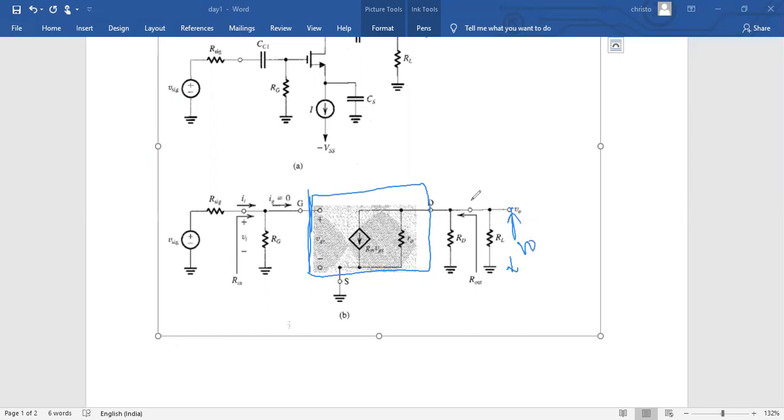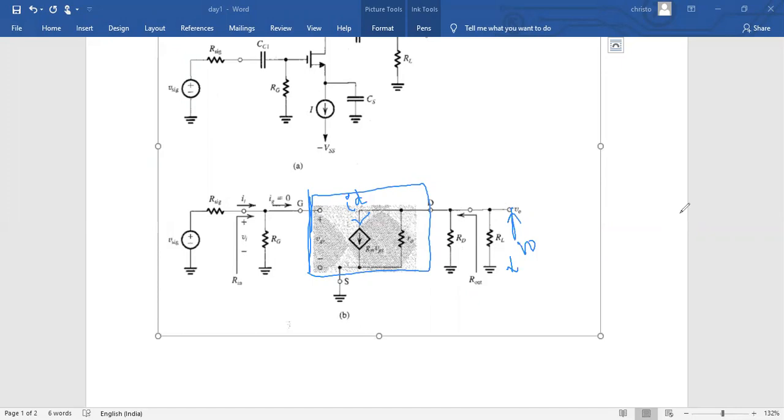Voltage across RL. We know that this is the current ID. We can see that R naught, RD and RL, these three are in parallel. Correct? R naught is drain with respect to source, and that source is finally connected to the ground. Here also RD is connected to the ground, and RL is also connected to the ground.